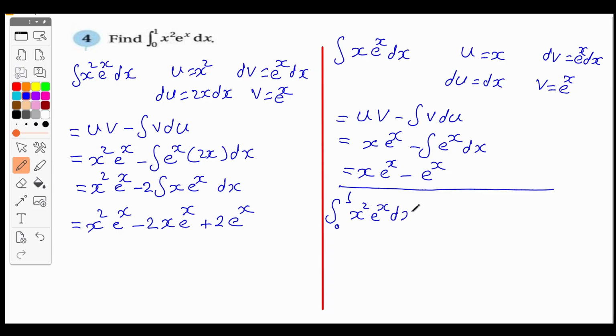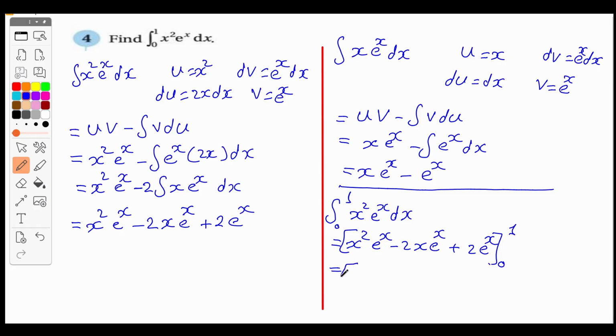x dx. That will be equal to the answer, x squared e to the x, this is the first part, calculated here, and then minus 2x e to the x plus 2 e to the x. And now we need to plug in from 0 to 1. Let's plug in here one by one. Let's plug in 1 first.